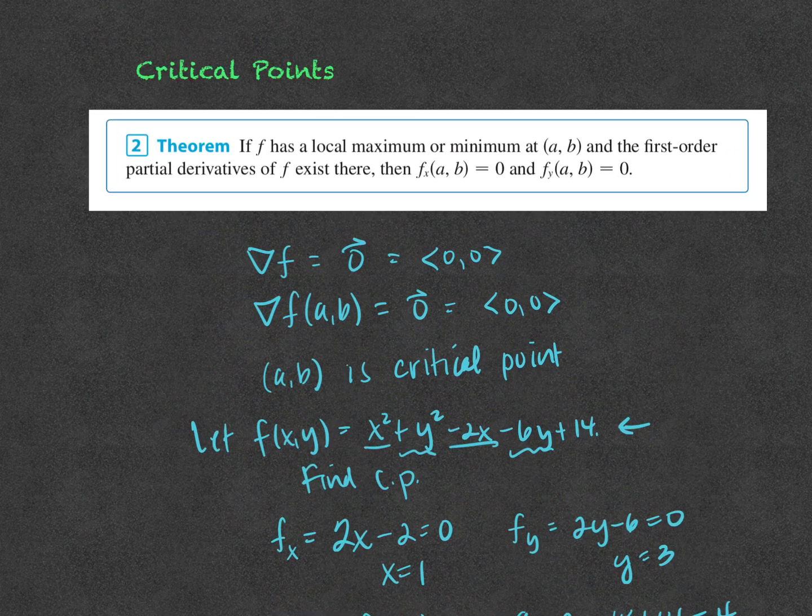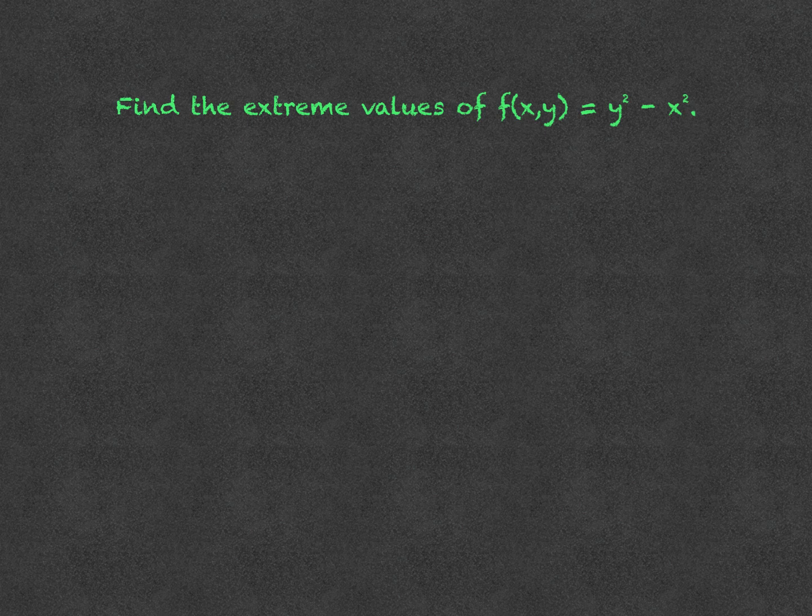It says if f has a local maximum or minimum, then you're going to set your partial derivatives equal to 0 to find those critical points where the maximums or minimums occur. When it says find the extreme values, it's asking for us to find the critical points.